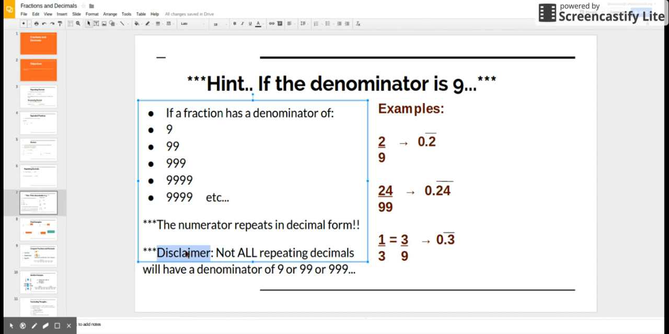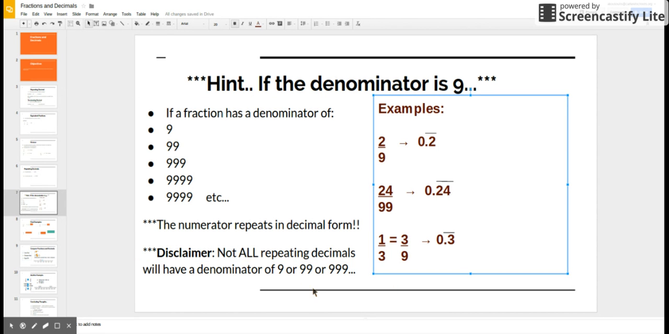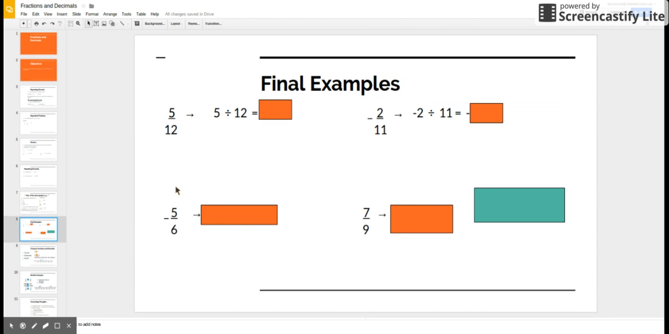And that leads me to my disclaimer. Not all repeating decimals will have a denominator of 9 or 99 or 999. Okay, so not all of them will have that. However, I want you to notice that anytime you have a fraction that has 9s in the denominator, I want you right away to know that it's a repeating decimal. So here's some more examples.